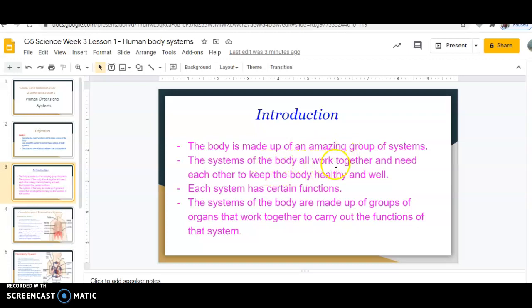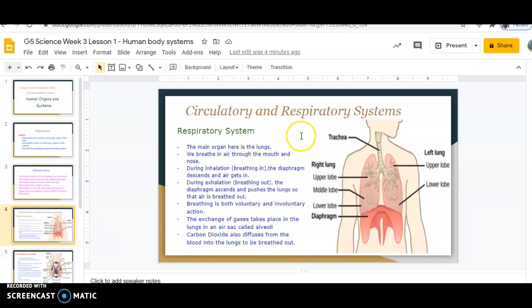The systems of the body all work together and need each other to keep the body healthy and well. Each system has certain functions. The systems of the body are made up of groups of organs that work together to carry out the functions of that system. Now, here we are going to take two systems, the circulatory system and the respiratory system, and we are going to look at how they work together to keep the body healthy.